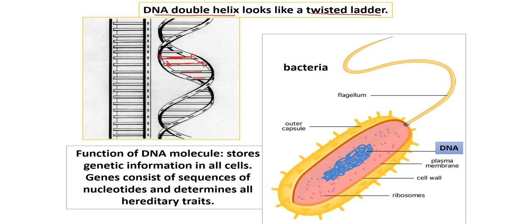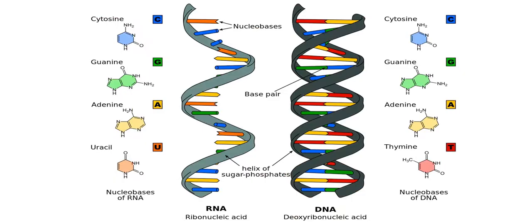And here we show the DNA molecule, and here the DNA molecule inside of one bacterium, and here the bacterial cells. So the overall function of the DNA molecule is to store genetic information in all cells. Genes consist of sequences of nucleotides, and they determine all hereditary traits. So we will talk about this when we talk about genetics.